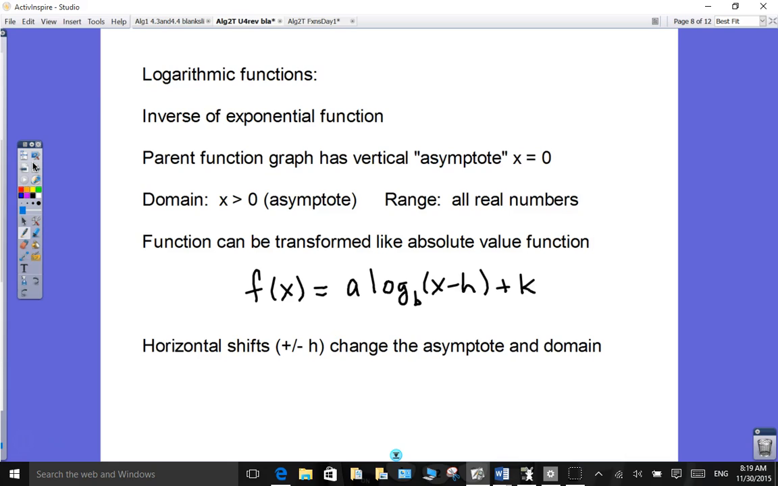Okay, which one of these shifts is going to move the asymptote and therefore change the domain? A horizontal shift now. So inside the function, if you add or subtract, that's going to shift, just like it did in the homework.